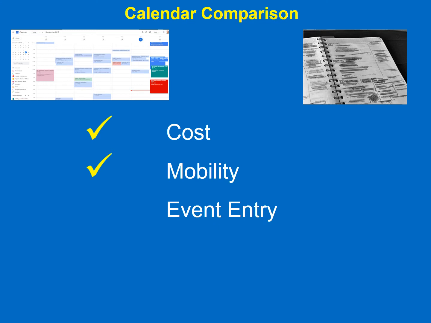The next item is event entry. Now I just mentioned before in the cost section, digital calendar, you enter something once, you can make it recurring, whether it's weekly, monthly, annually, whatever, where on a paper calendar, you've got to enter that every time it occurs in order to show up on the right square on your paper calendar. So in this category, again, I'm going to give the nod to digital calendar.